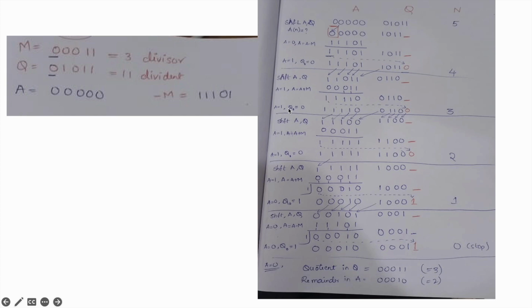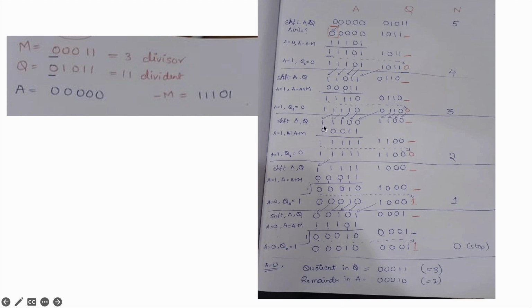Now the a of n value is 1, so which makes q naught value as 0. So if a is 1, q naught should become 0. So that is why we keep 0 in the q naught value and decrement the n value. N value becomes 3. Now we have to repeat the next stage. Shift left a and q. A and q are shifted towards left and we don't know what is q naught value.